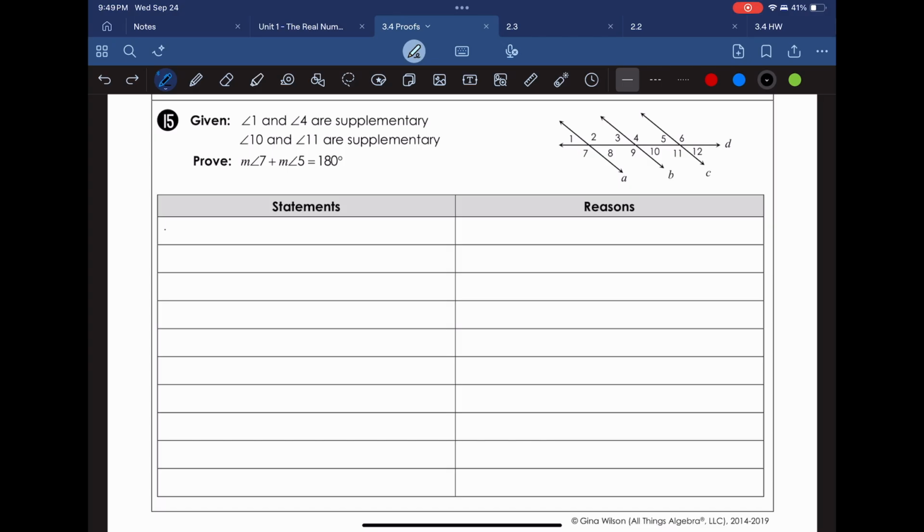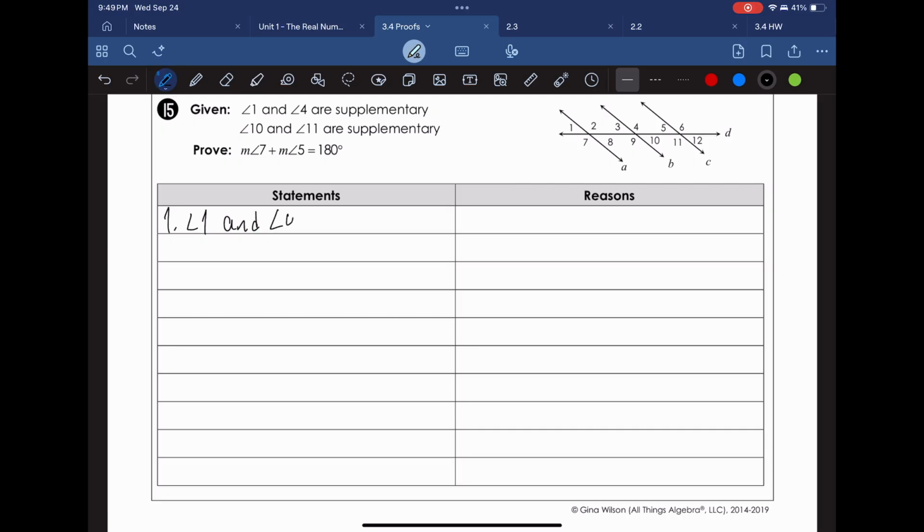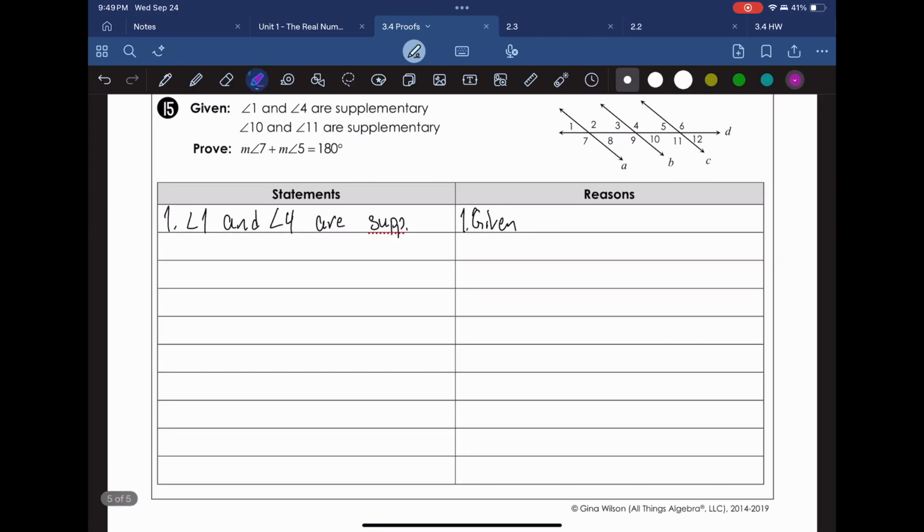So let's go find out. Part 1, you've got angle 1 and angle 4 are supplementary. That is given to us. All right, 1 given, and we should mark that. 1 and 4, make a note. Highlight them, underline them, make them stand out a bit. You don't want to put an arc there because then you're saying they're the same. They're very much not the same. They are supplementary, but you do want to make them stand out a bit.